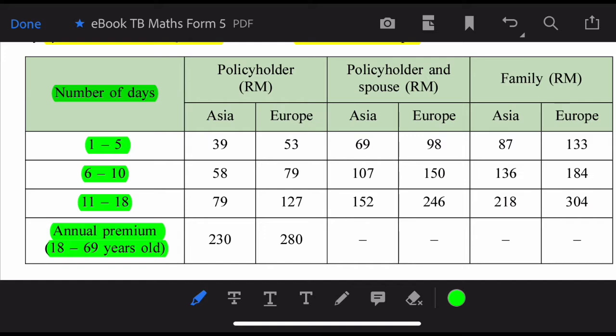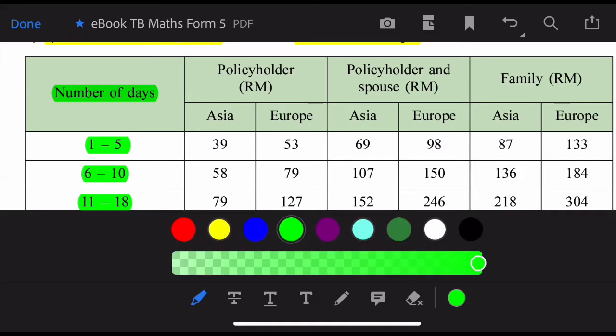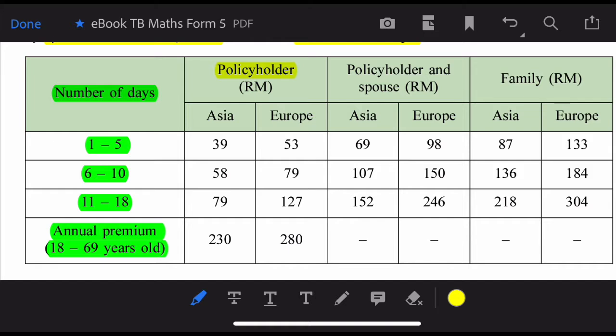Okay, so let's see the policyholder. The policyholder has to pay different amounts for Asia and Europe. For Asia, 1 to 5 days is 39 ringgit Malaysia. For 6 to 10 days it is 58. For 11 to 18 days, 79. And 230 is for the annual premium for ages 18 to 69 years old.